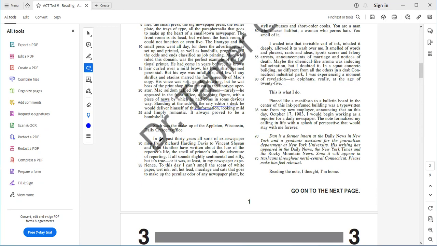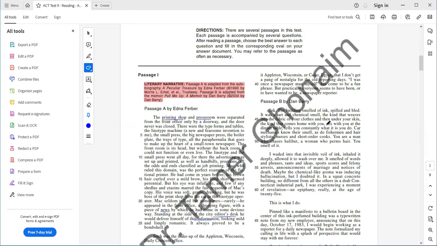Read the first sentence. In the past 30 years, all sorts of ex-newspaper men, from Richard Harding Davis to Vincent Sheean and John Gunther, have written about the lure of the reporter's life, the smell of printer's ink, the adventure of reporting. Thank you. The last sentence. We have "but", so take from here. "I was once a newspaper man" has come to be a funny phrase. Practically everyone seems to have been, or to have wanted to be, a newspaper reporter.